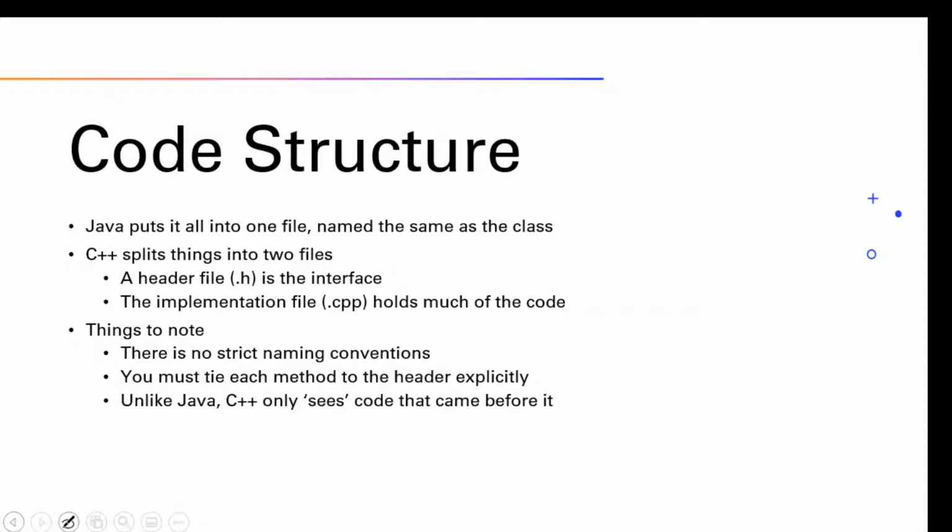If you have something that's in your .cpp that's not in your header, nobody else can see that, because it's not in your interface. But if you have something in your header, it can be accessible as part of your interface, but there's some interesting, strange rules around that. There's no strict naming conventions. You actually have to explicitly tie implementations from your .cpp file to your header file.